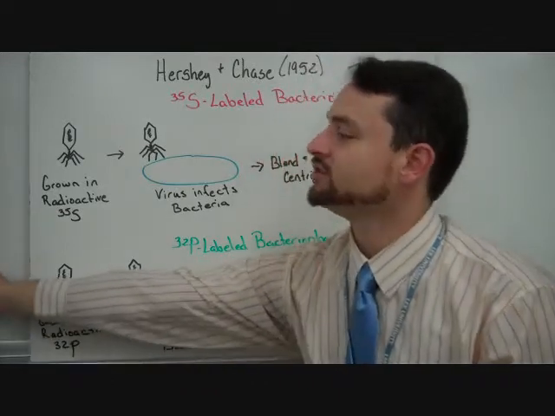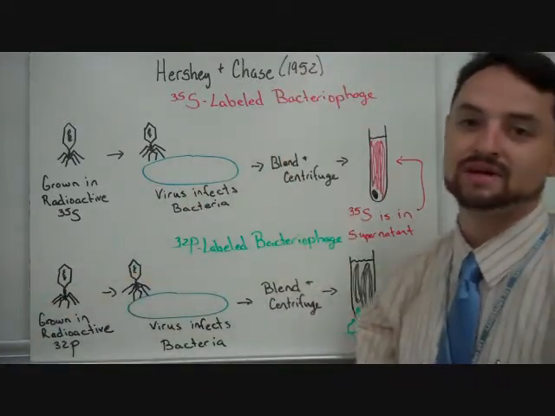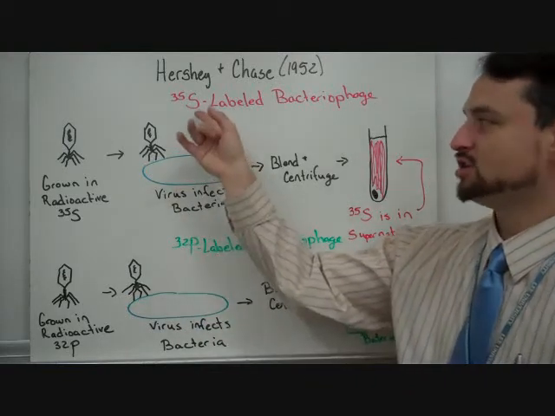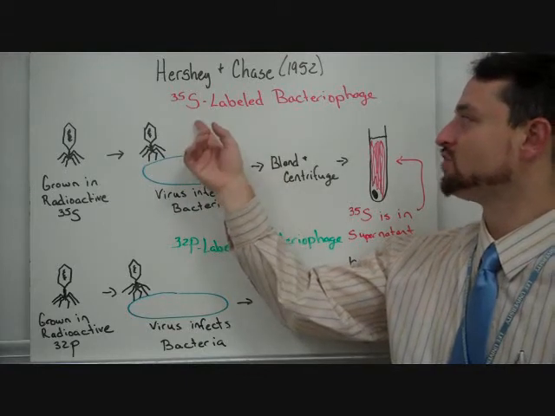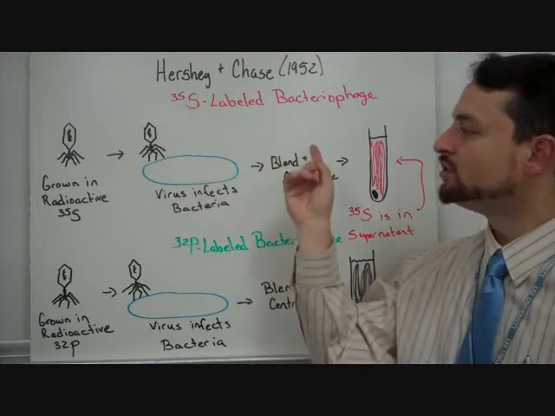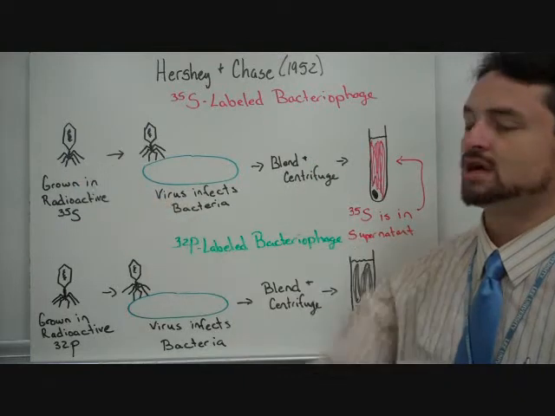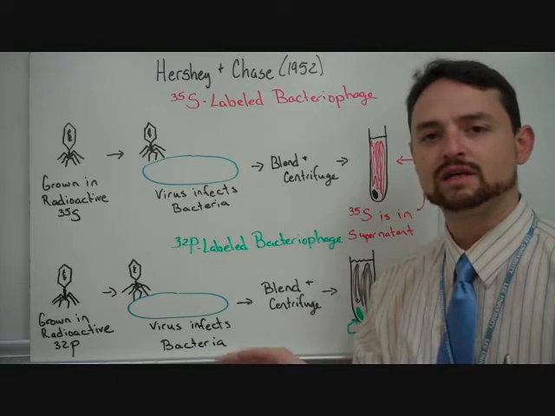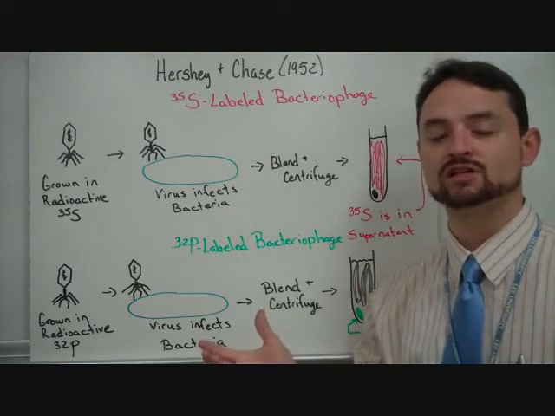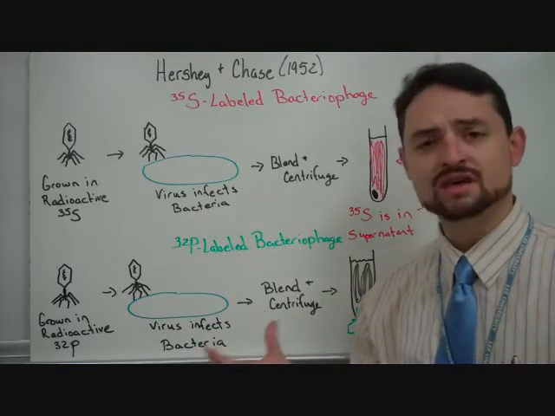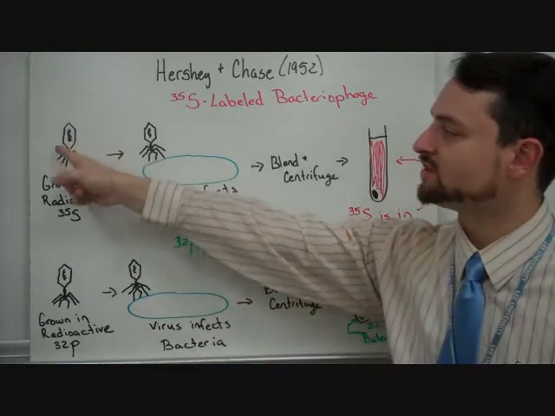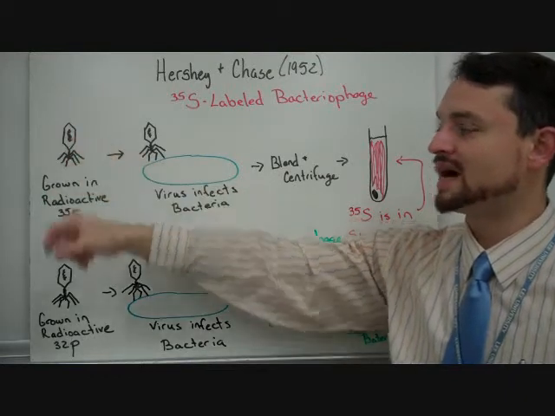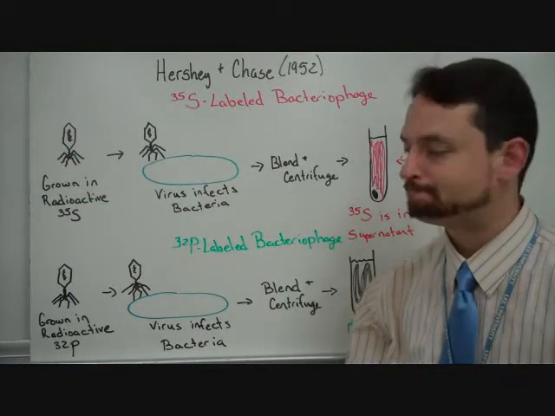So now we have Hershey and Chase. And Hershey and Chase did their experiment in 1952. You can see we're progressing. They took radioactive sulfur and grew bacteriophage in radioactive sulfur. Bacteriophage is a virus that affects bacteria. That's what it's hosted by. Now, the thing about the bacteriophage is that all of this on the outside is protein. This little bit on the inside is DNA.